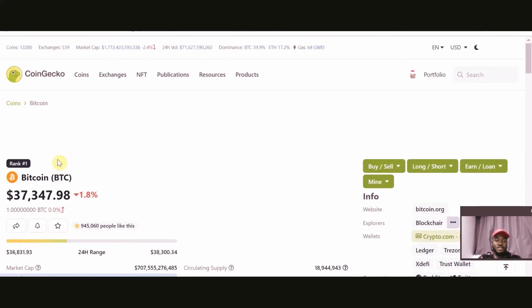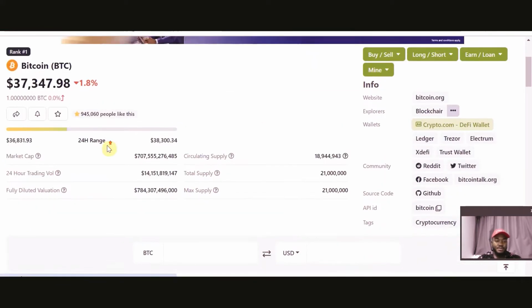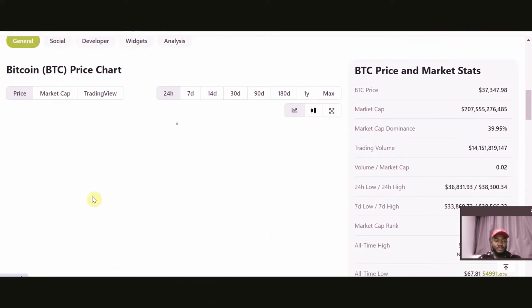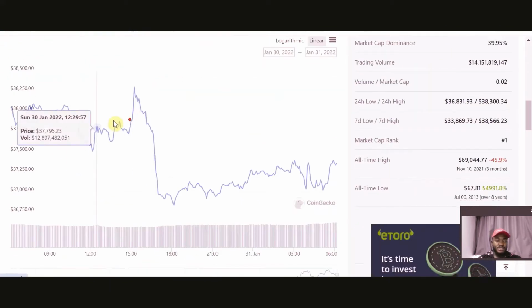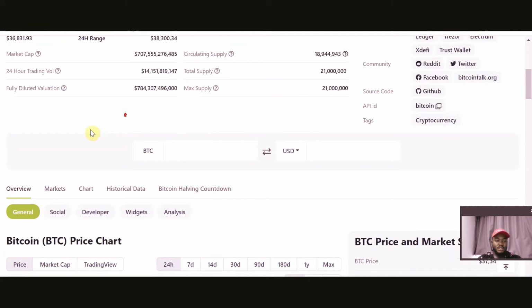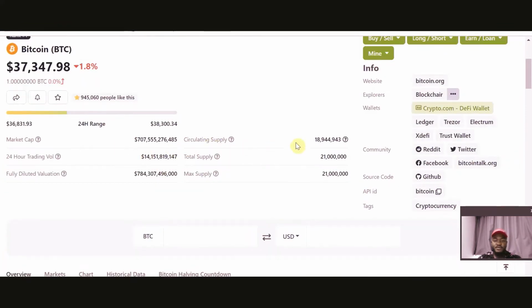Let's go and visit the Bitcoin website. So when you want to do your fundamental analysis, first you click on the asset and you scroll down. While scrolling down, you will see the overview of this asset. You will see the circulating supply of this asset. You will see the total supply of this asset. You will see the max supply of this asset.